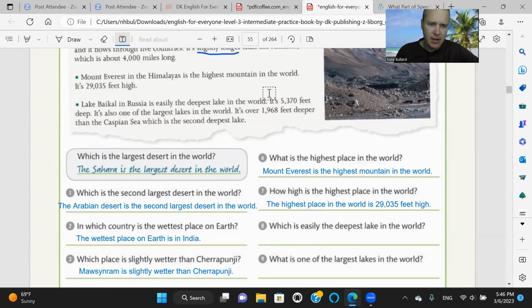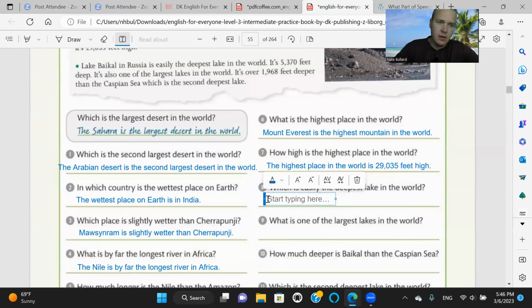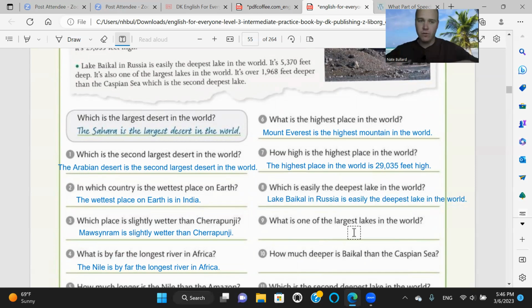Which is easily the deepest lake in the world? Lake Baikal in Russia is easily the deepest lake in the world. Deepest significa más profundo. It's 5,370 feet deep. It's about a mile deep.